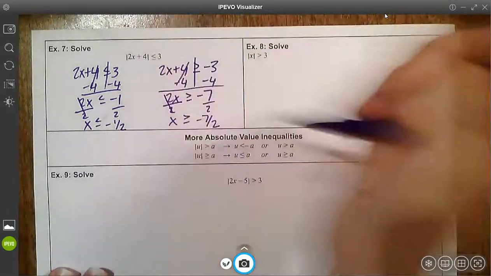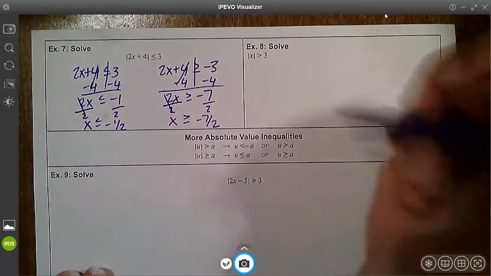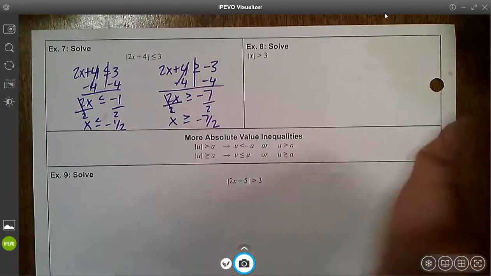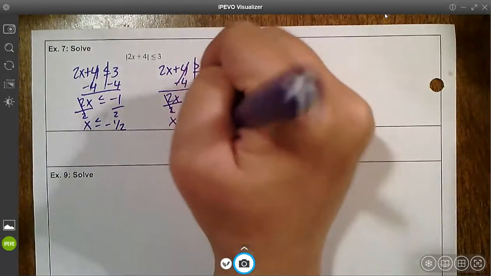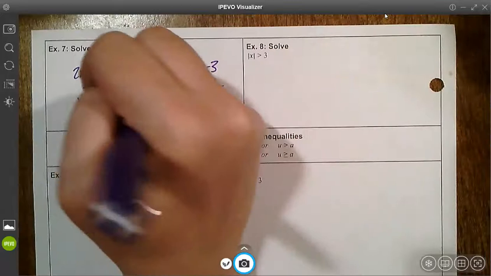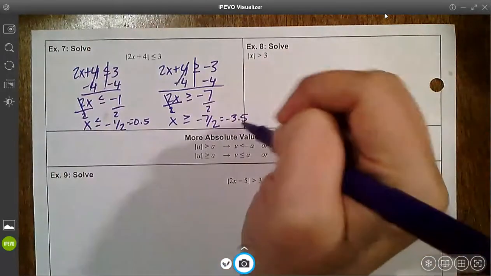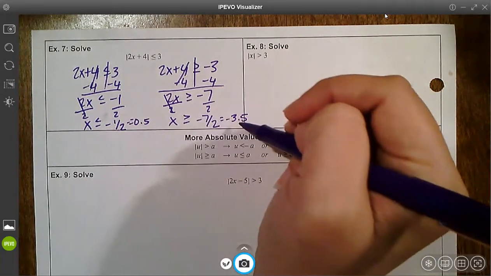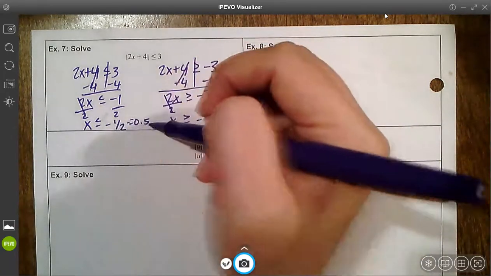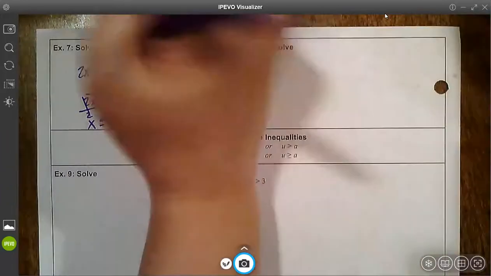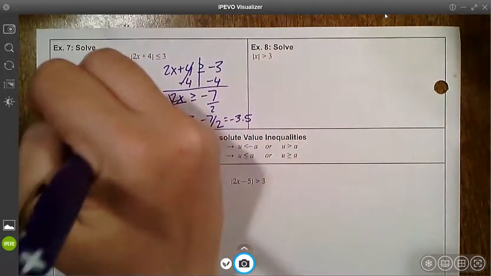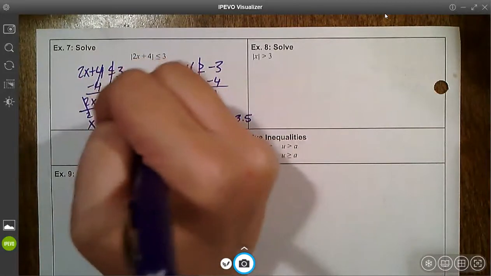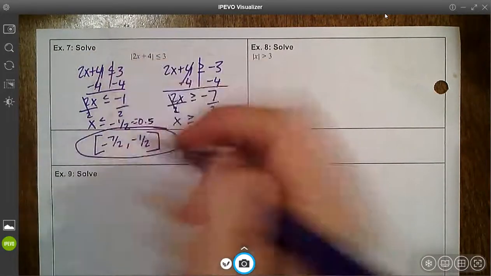This one, you can write it as a compound inequality. -7 over 2 is -3.5. And -1/2 is -0.5. So this is smaller than that. So x is greater than or equal to this -3.5, and less than or equal to this -1/2. So my compound inequality would be from -7/2 or -3.5 to -1/2 inclusive, because they're both or equal to.